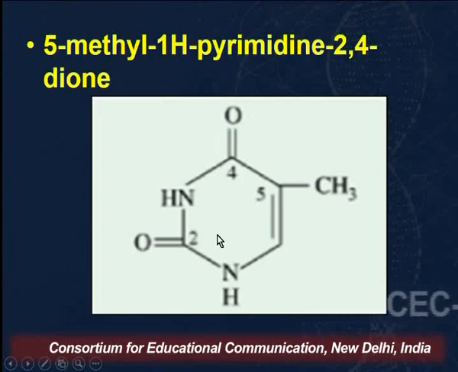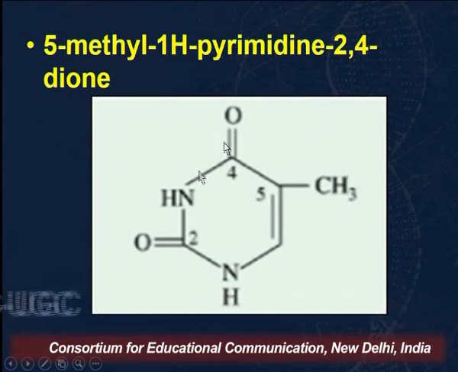That is, we are having 2,4. At the second and the fourth positions, we have the ketonic groups, and at the fifth position, we have a methyl group. So we name it as 5-methyl, we take this as a substituent, pyrimidine, which is your basic molecule, and 2,4-dione, that is, the carbonyl group is present at the second and the fourth carbon.